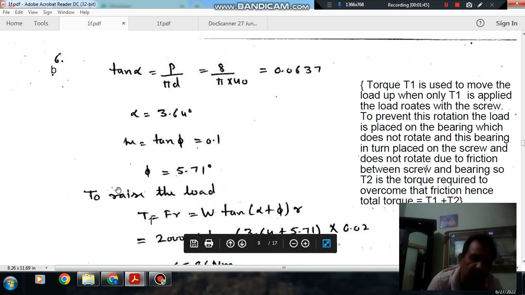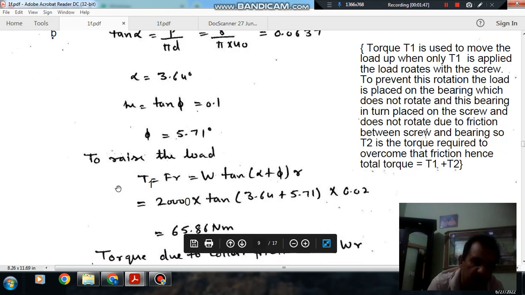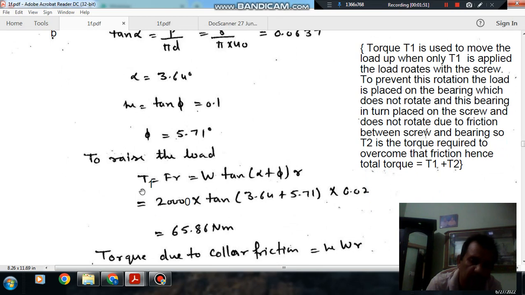So now the torque required to raise the load when the rotation of the load is not considered, meaning the load rotates with the screw, is given by T1 equal to F into R, that is W tangent of alpha plus phi, into R. Here F is the force applied at the circumference of the screw when the load rotates with the screw.